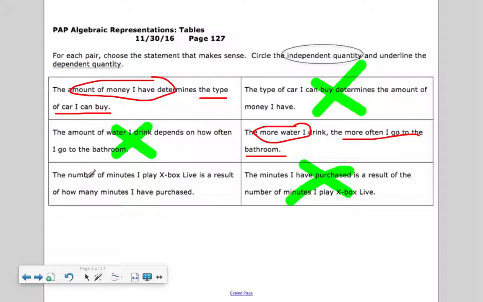And the last one, the number of minutes I play Xbox Live is the result of how many minutes I have purchased. So the number of minutes I play Xbox Live depends on how many minutes I purchased. So this must be the dependent and this is the independent.